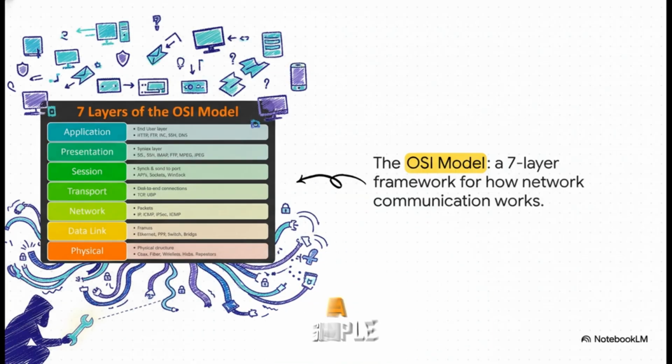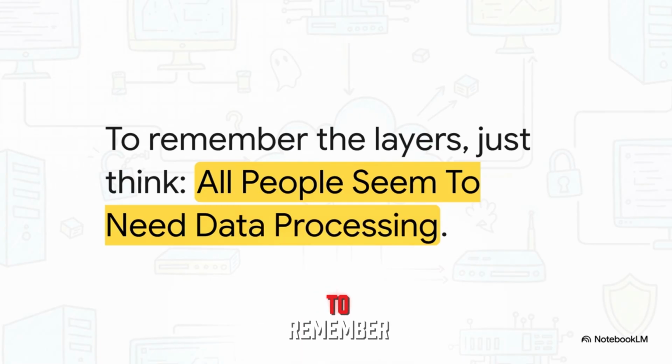Think about it. For a simple message to get from my screen to yours, it has to be created, packaged up, addressed, translated into signals, sent over a wire, and then completely unpacked in reverse order on your end. This model just breaks that whole journey down into 7 distinct jobs, or layers, from the physical wires at the very bottom all the way up to the app you're looking at on your screen. And yeah, it's a lot to remember, but thankfully, the book gives us this super handy little mnemonic to keep the layers straight, from top to bottom. Just remember, all people seem to need data processing: application, presentation, session, and so on down the line. It's a simple little phrase that unlocks a pretty complex model.